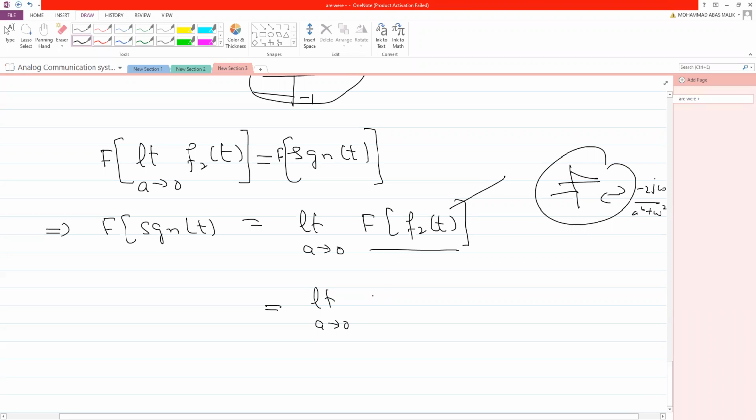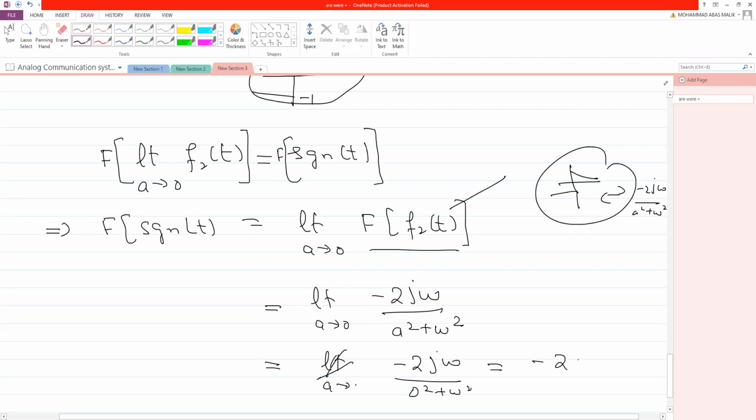Tell me the Fourier transform value: minus 2j omega divided by a square plus omega square. Now put a equal to 0 wherever you have a, in the limit of a tends towards 0. Simply, minus 2j omega divided by 0 square plus omega square, which is equal to minus 2j omega divided by omega square. Omega and omega cancel out. You have the value minus 2j by omega, right? Yes.